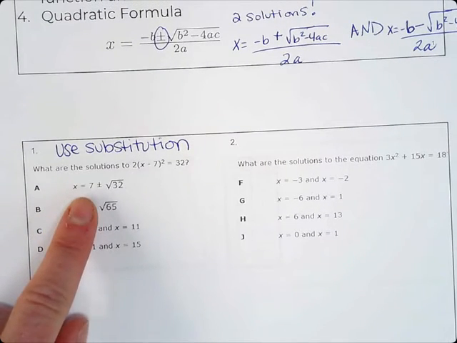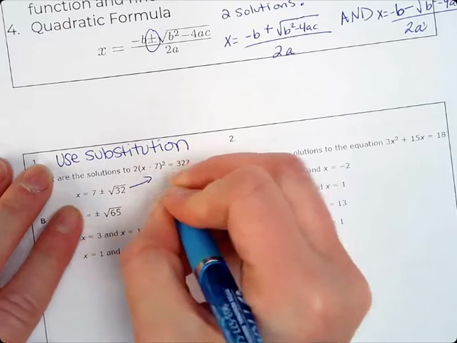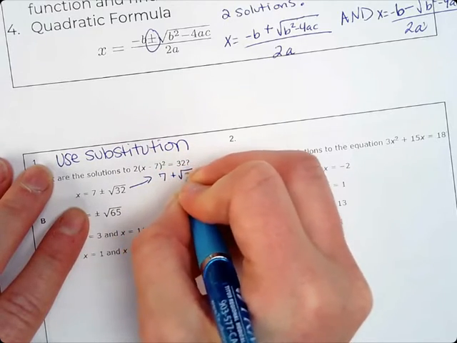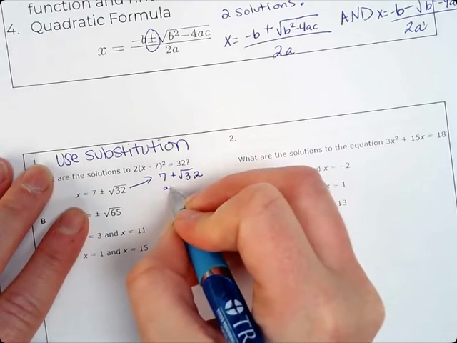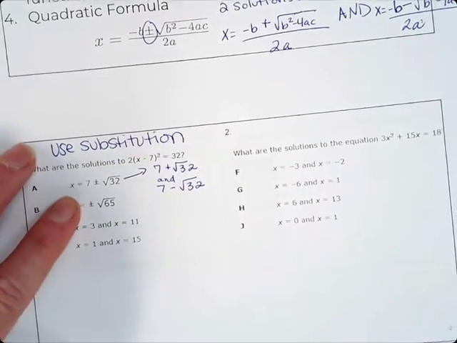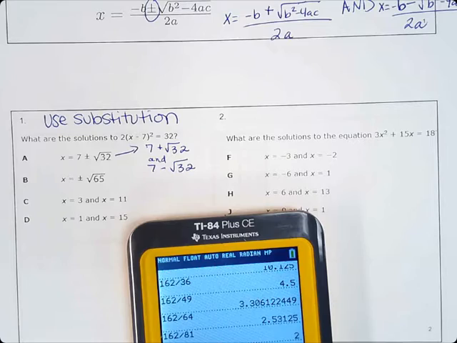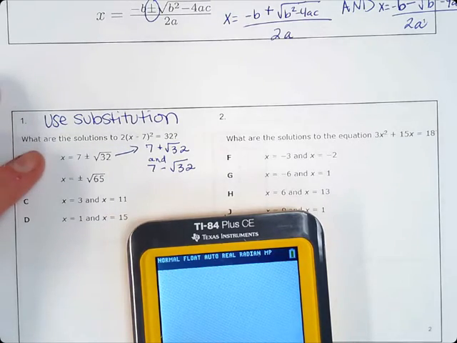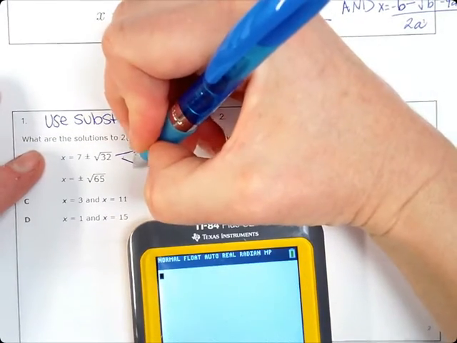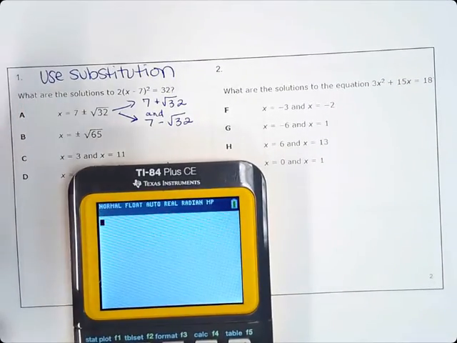Let's look at this answer choice. It says 7 plus or minus square root of 32. So that actually means we're going to use 7 plus square root of 32 and 7 minus square root of 32. So that has to be substituted in for x. So let's practice putting that in. So everybody get your calculator.